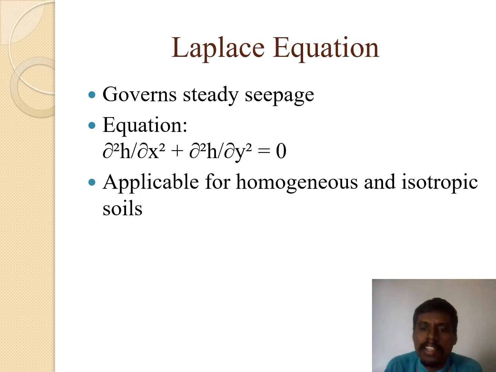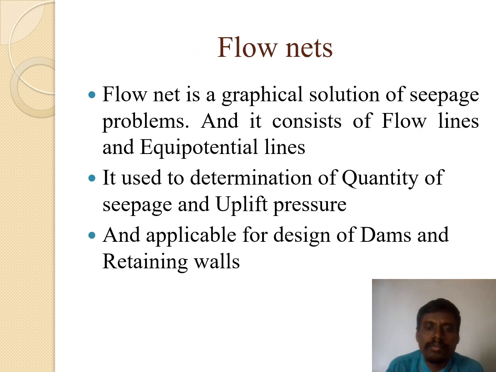So this is the Laplace equation: del squared h by del x squared plus del squared h by del y squared equals 0. That means the equipotential lines as well as the flow lines follow the same pattern at each flow. It is only applicable for homogeneous and isotropic soil, and it should also be steady seepage. The next thing is the flow net.